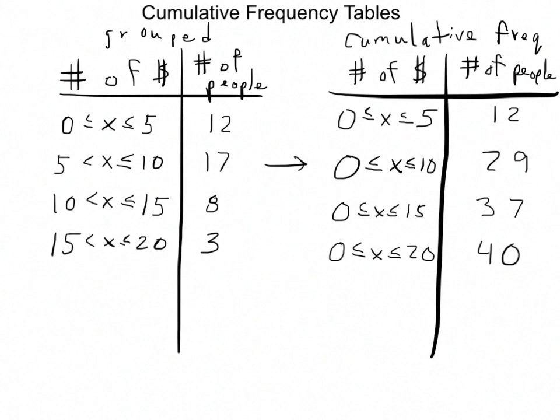If you want the mean of this data, this does not make it very easy. The mean of this data you would do by taking the grouped table and saying, well, between 0 and 5, the average is 2.5. There were 12 2.5s. Between 5 and 10 is 7.5.